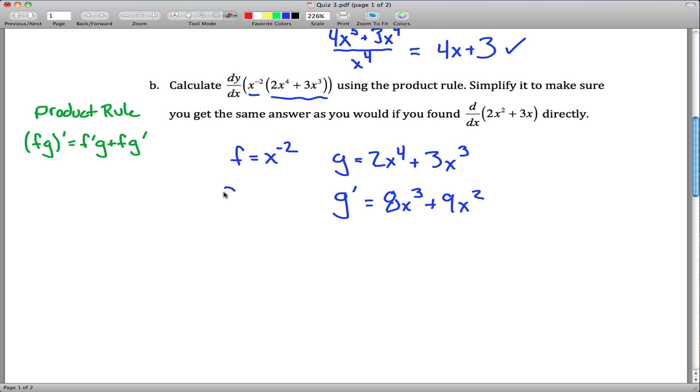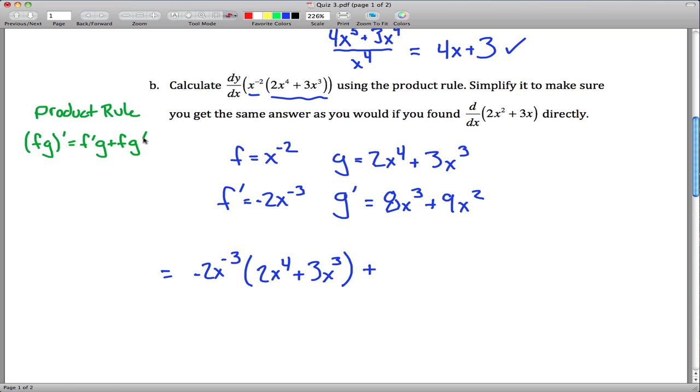This derivative over here is a little bit trickier. Take the exponent, bring it down in front: negative 2x, subtract 1. Negative 2 minus 1 is minus 3. A common mistake was to make that minus 1, or I saw a few other things also. But now you have these 4 pieces. It's everything you need for the product rule. So this derivative is equal to f prime, negative 2x to the negative 3, times g, 2x to the 4th plus 3x cubed.